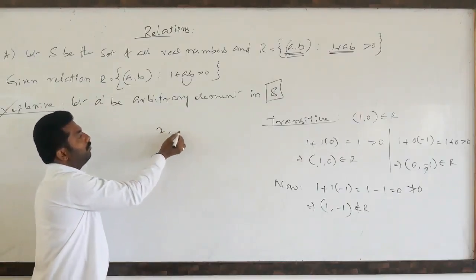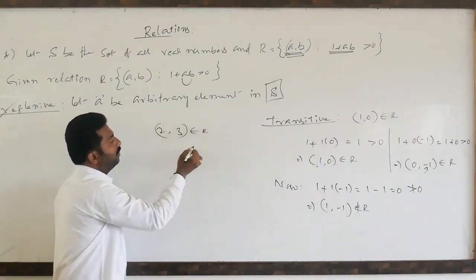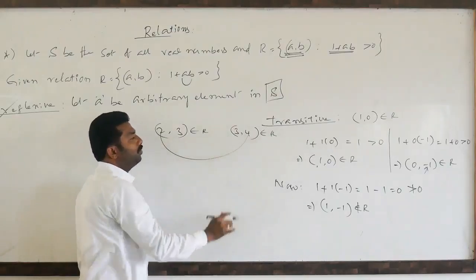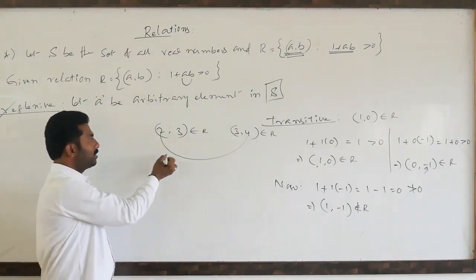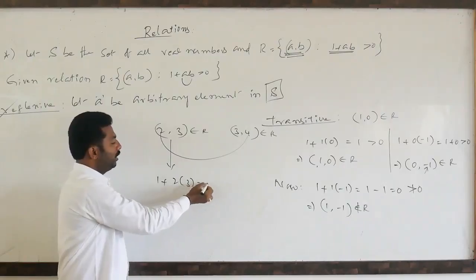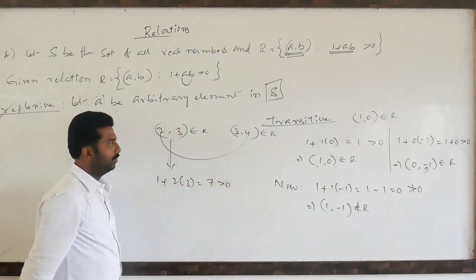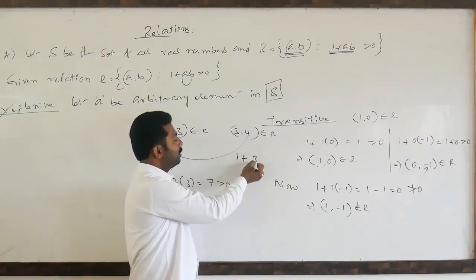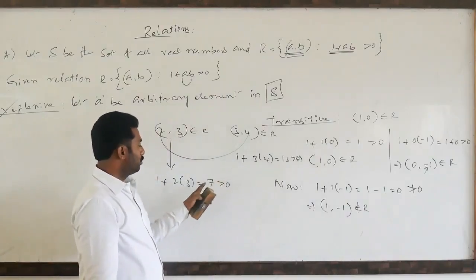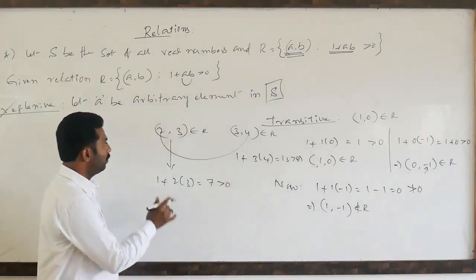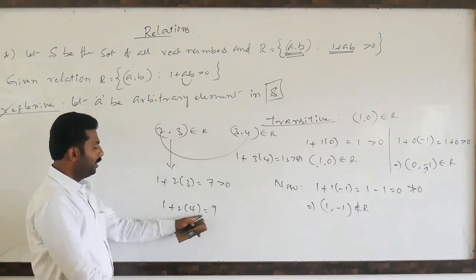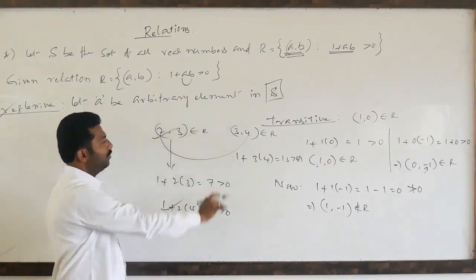Sir, I am taking 2 comma 3 belongs to capital R and 3 comma 4 belongs to capital R. So we can say 2 comma 4 also belongs to capital R, because 2 comma 3 belongs to capital R means 1 plus 2 into 3, it will be 7, trivially greater than 0. Here also 1 plus 3 into 4, it will be 13, also greater than 0. Then 2 comma 4, 1 plus 2 into 4, it will be 9. 9 is also greater than 0. So this relation is always a transitive relation.